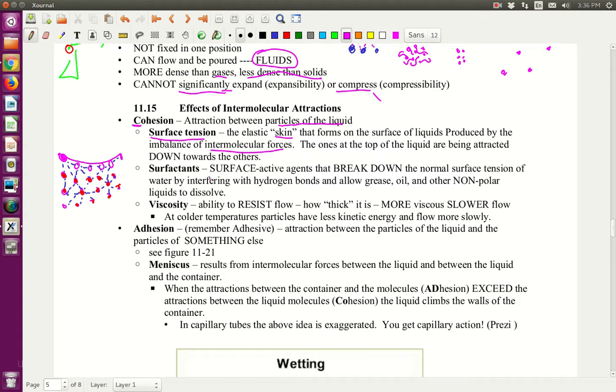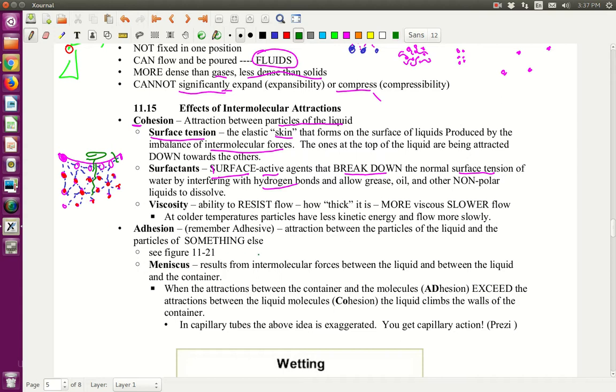Now a surfactant is a surface active agent. Surfactant, surface acting. They break down surface tension of water by interfering with the hydrogen bonds, and so they allow things to kind of sink through them. So if you can mess with the surface tension at the top, if you can break it apart, then any object that's floating on top of it, like maybe a paper clip, will sink through it.